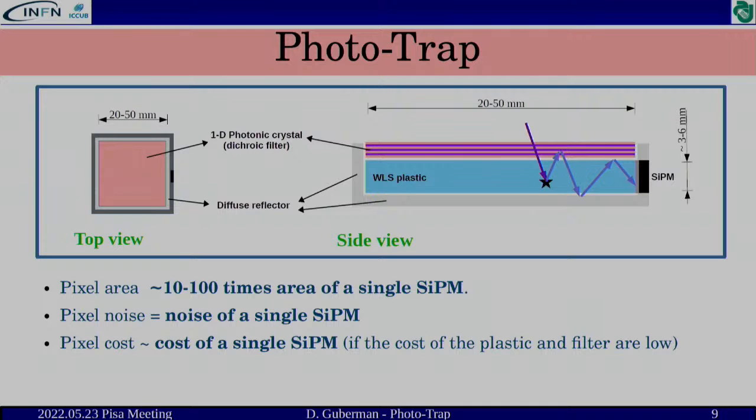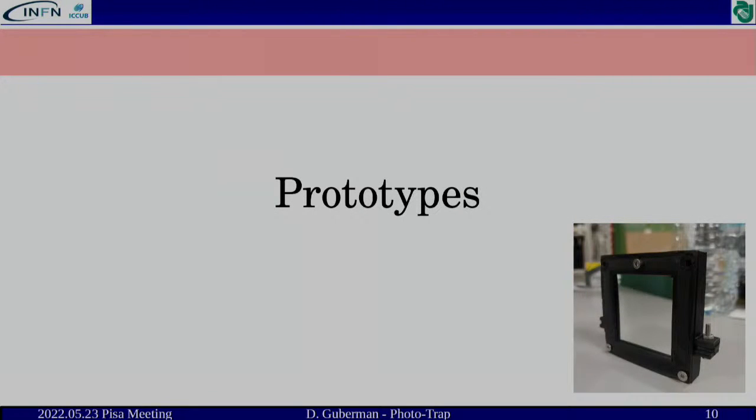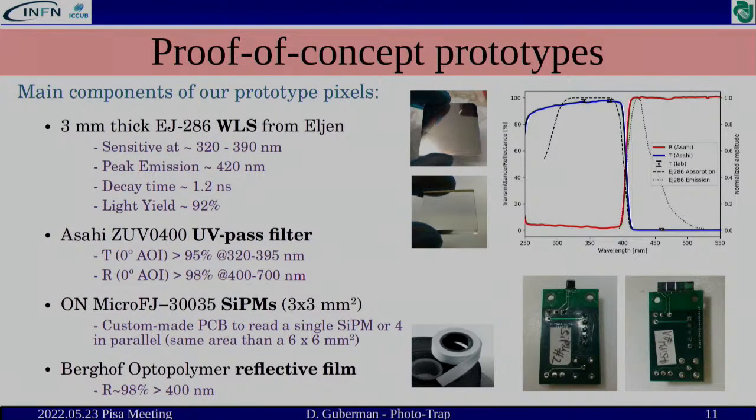Okay, having introduced the concept, let me show you very briefly the developments we made for the proof of concept, where we built a few prototypes trying to test this solution. To do so, we bought commercial wavelength shifter plastics from Eljen. In this case, we are talking about wavelength shifters that are sensitive in the near UV band. This is the absorption band, in the dashed lines, and this is the re-emission band. These were 3 millimeters thick, and we bought them in different sizes, as I will show in the next slides.